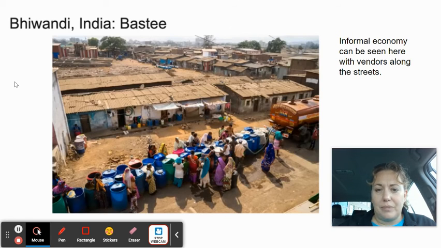Okay. Again, informal economy, love that. So you can see here, right along here, people set up street vendor shops in these informal settlements.